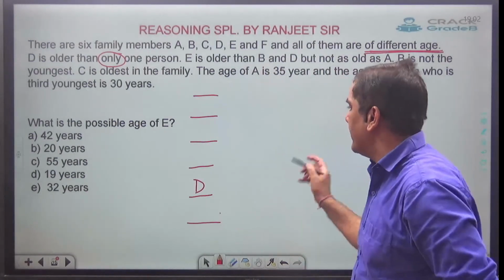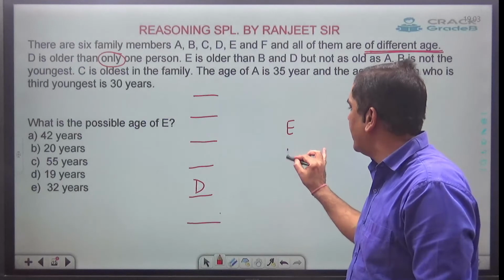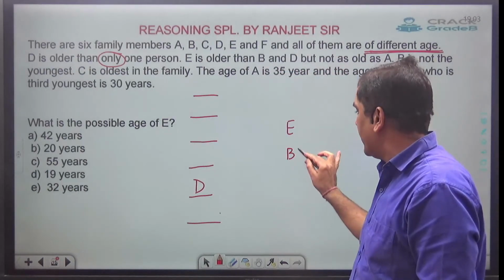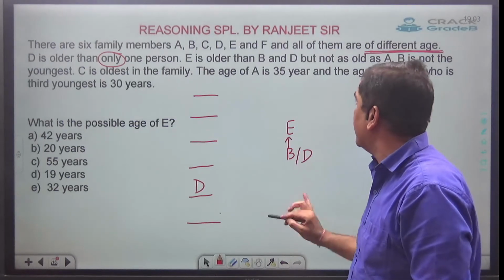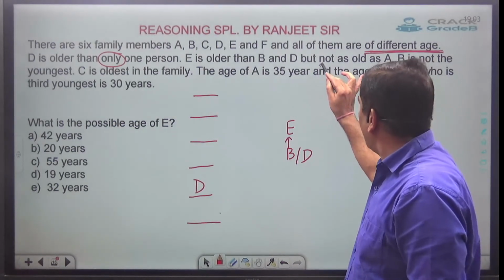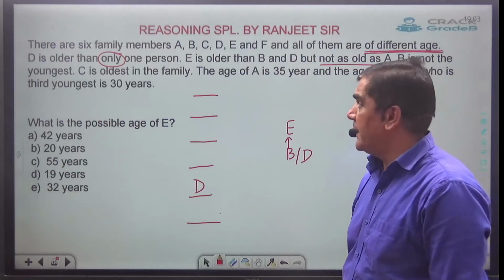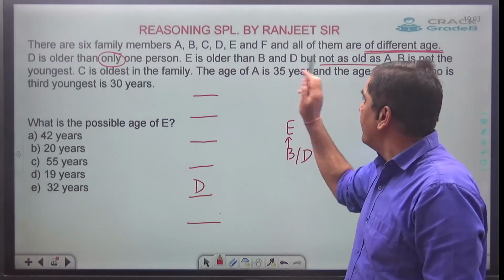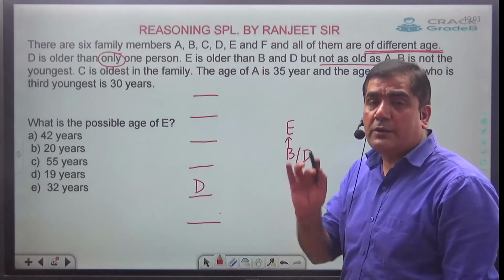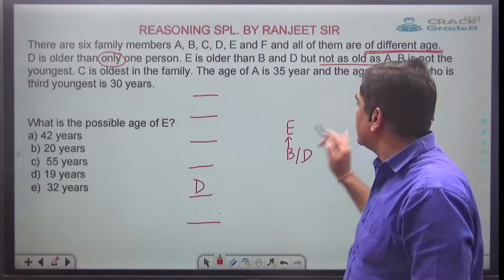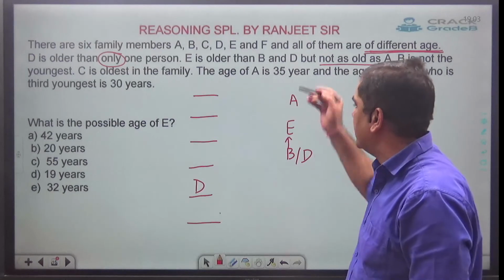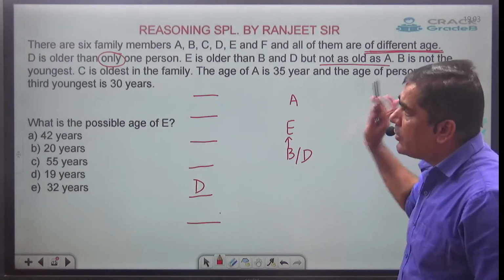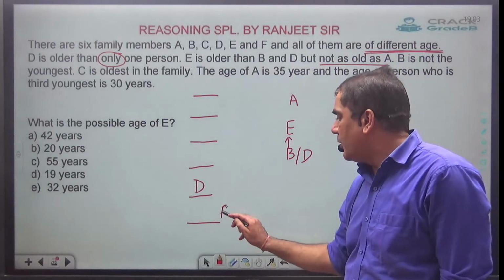E is older than B. E is older means E will be above B. So E is older than B and D, so E will be above B and D. But not as old as A. But not as old means E can't be above A, so A must be above this. Clear? Next one. B is not the youngest, so B can't be over here.